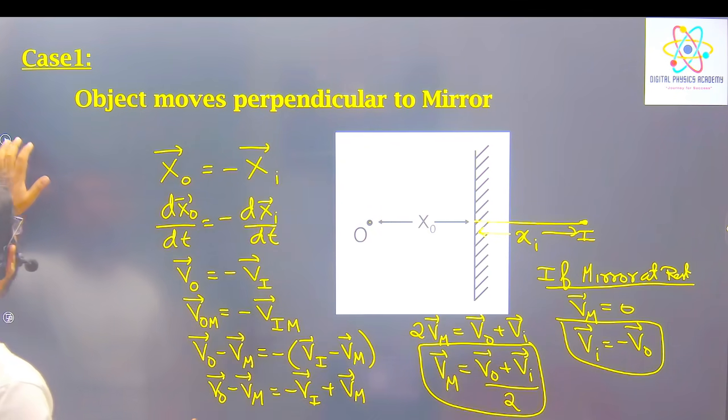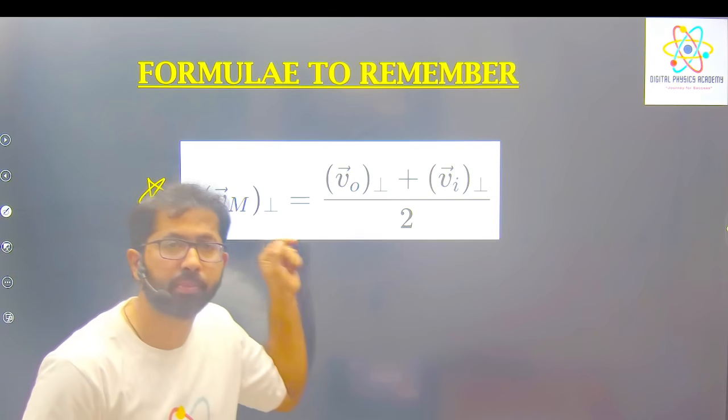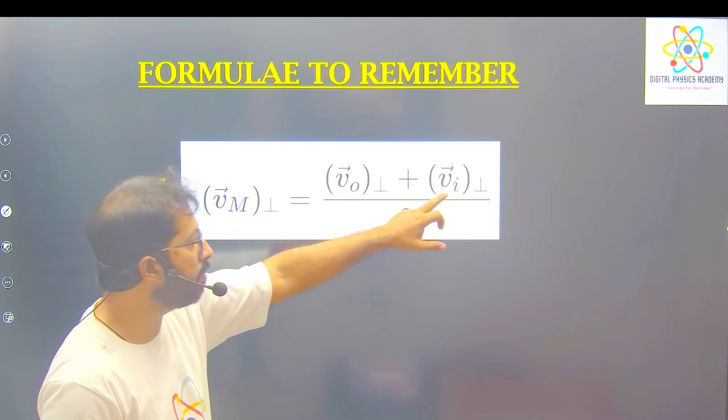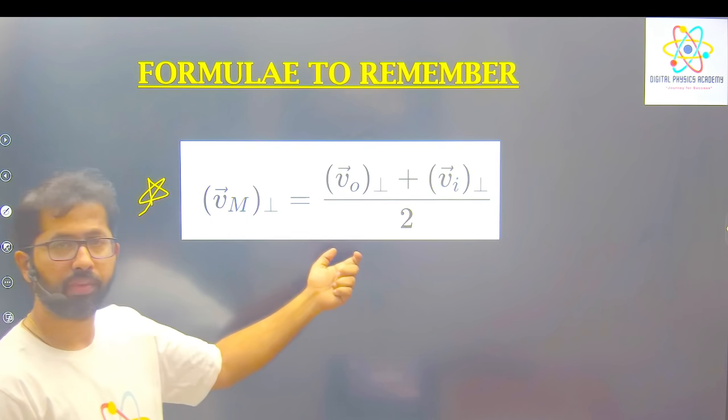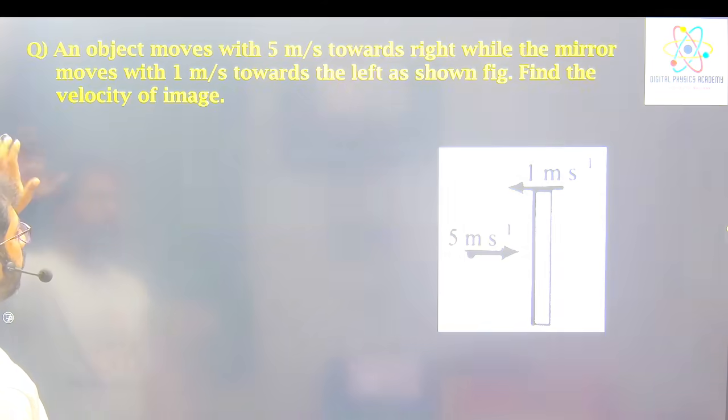Chalo, we will do the numericals based on this. So formula to remember this one. This is an important formula. VM perpendicular. So we have to take always perpendicular velocity only. So VO perpendicular plus VI perpendicular by 2. Okay? Understood? Right. So we'll do the numericals.